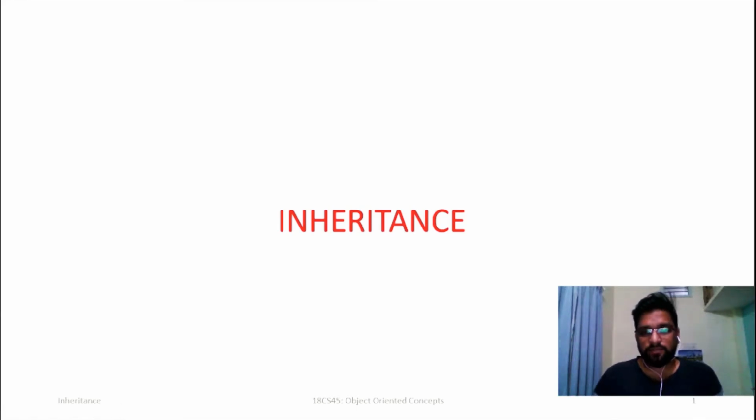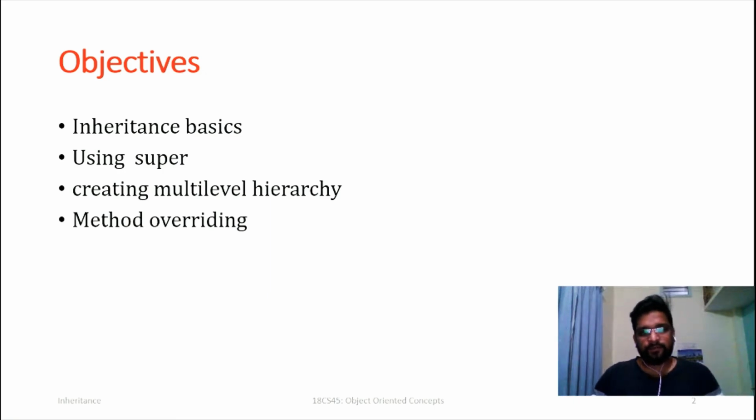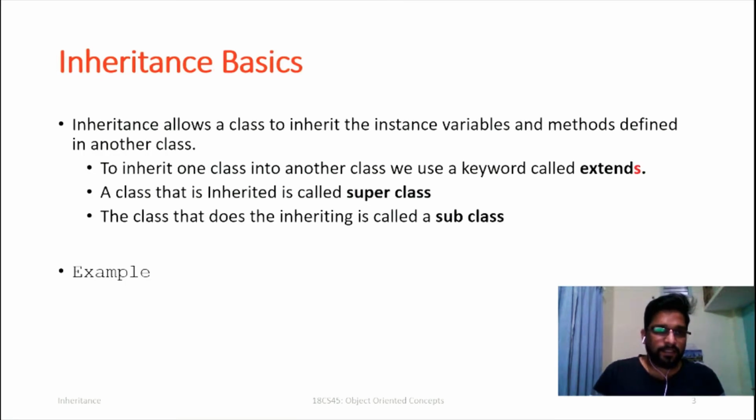Let us discuss inheritance. Under inheritance, we are going to study the basics of inheritance, using super, creating a multi-level hierarchy, and finally method overriding. So let us move to inheritance basics. What is inheritance? Inheritance allows a class to inherit the instance variables and methods defined in another class.